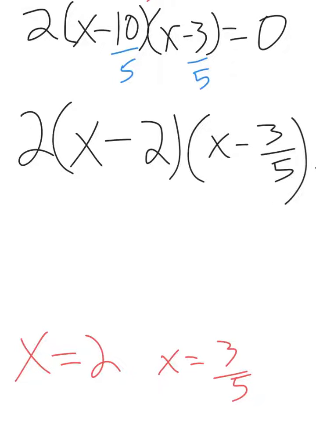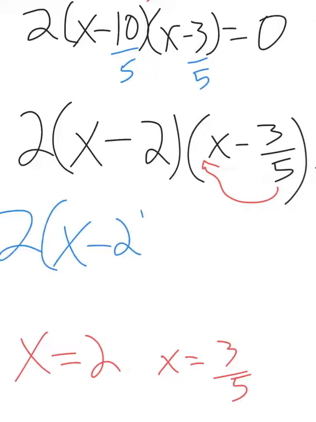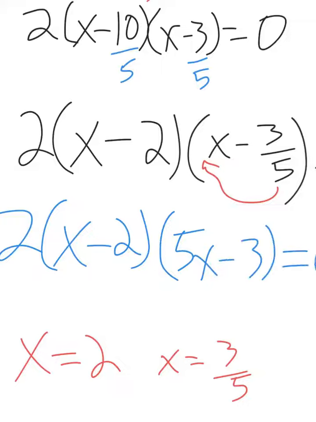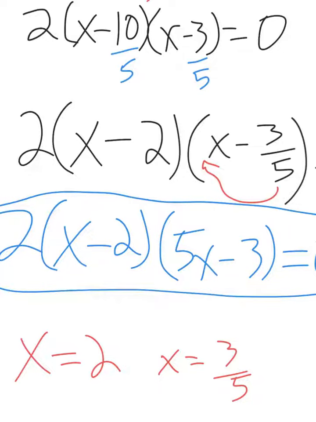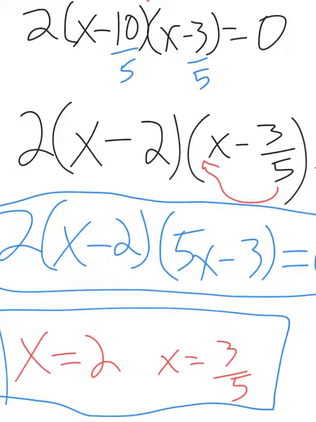But let's finish factoring this. Just swing that bottom number of the fraction up front. So the final factored form is 2 times (x - 2) times (5x - 3) equals 0. And that's the final factored answer. These are your two solutions, roots, x-intercepts, zeros, whatever you want to call it. We're done. Okay?